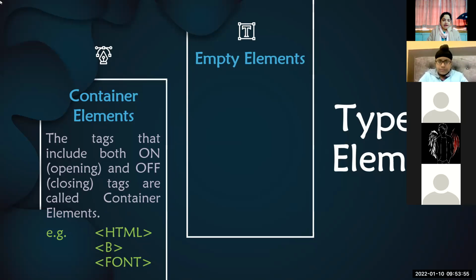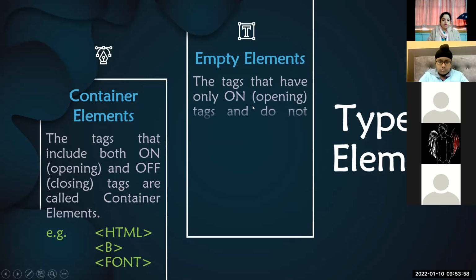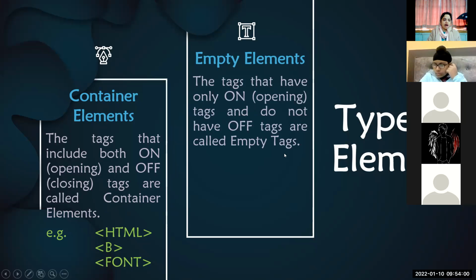Clear? Empty elements are the tags which have only an opening tag but do not have a closing tag. They do not need any closing tag, they are called empty tags. For example, we have HR to define the horizontal rule, horizontal line, BR to give a line break, or to insert an image, the IMG tag. All these are empty tags. Container tags in HTML, as we saw, open and close. The font tag opens and closes, so they are container elements. Clear? The definition is noted down.